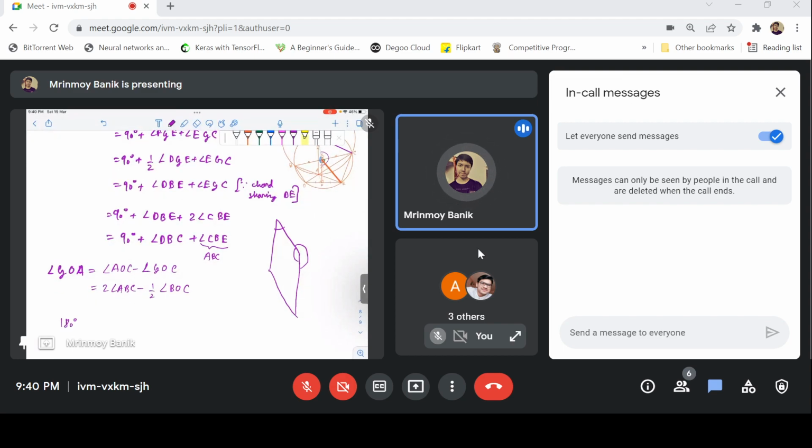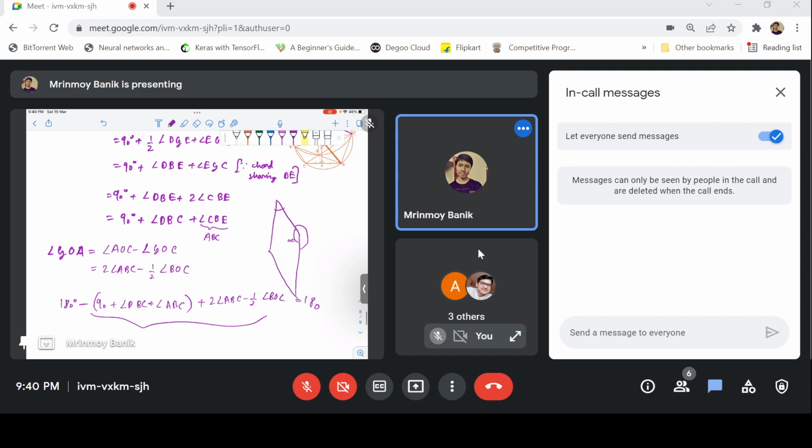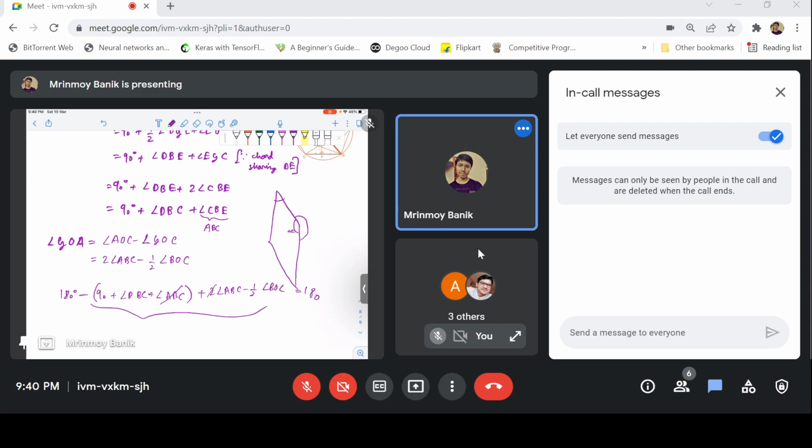So we want to show 180 minus 90 plus angle DBC, angle ABC, that is this angle, plus 2 ABC minus half angle BOC, this is 180. So we have to show these two are equal, right? So ABC cancels out. So we have to show 90 plus DBC equals ABC minus half BOC.